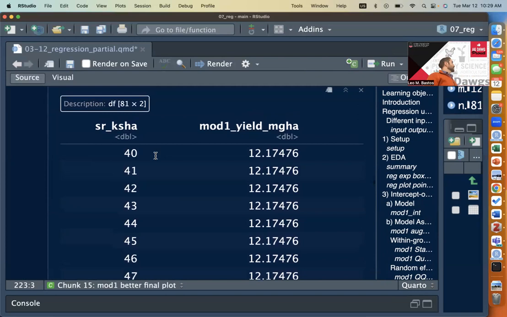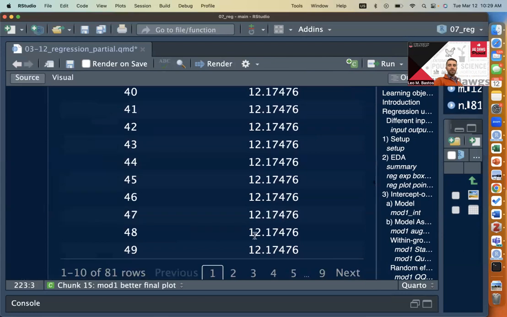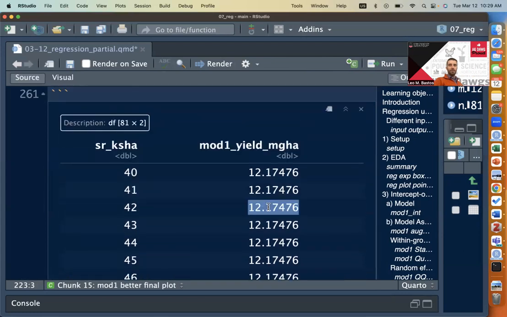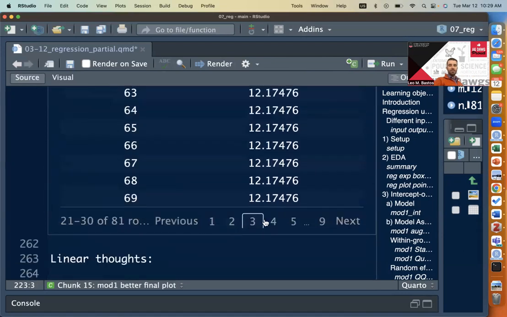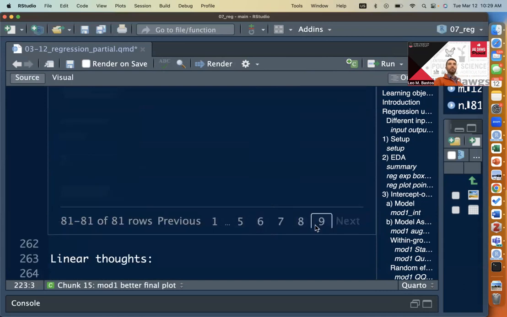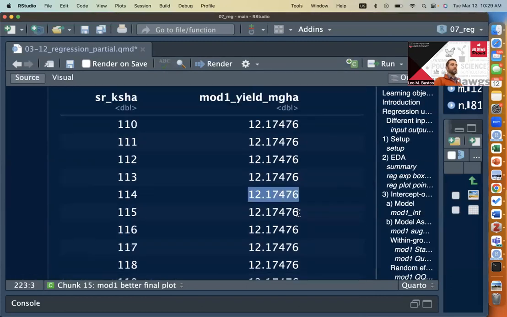Notice what happened. It took each one of the seeding rate levels and it made a yield prediction for them based on the model that we trained. If we look at this number here, the yield that's being predicted is the same, regardless of the seeding rates. And that is expected, right? Because this model is an overall mean model. So regardless of the seeding rates, it's predicting the yield to be equal to the mean yield, which is this number here, 12.17.